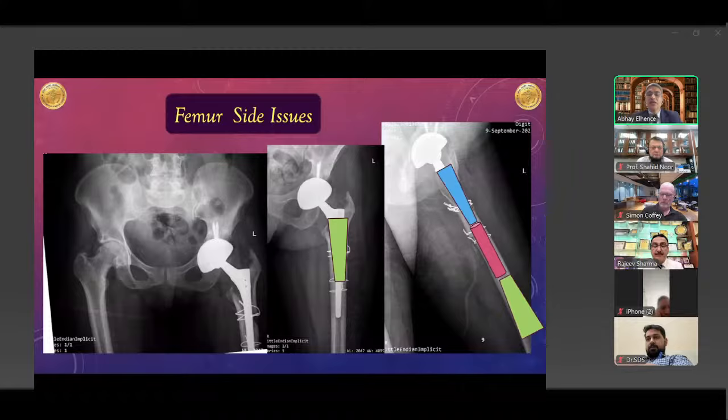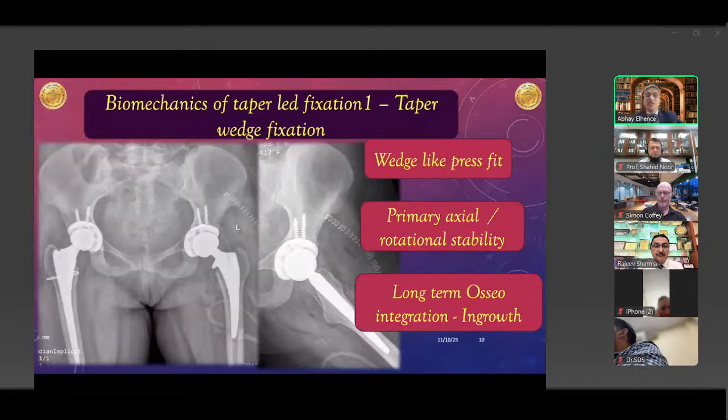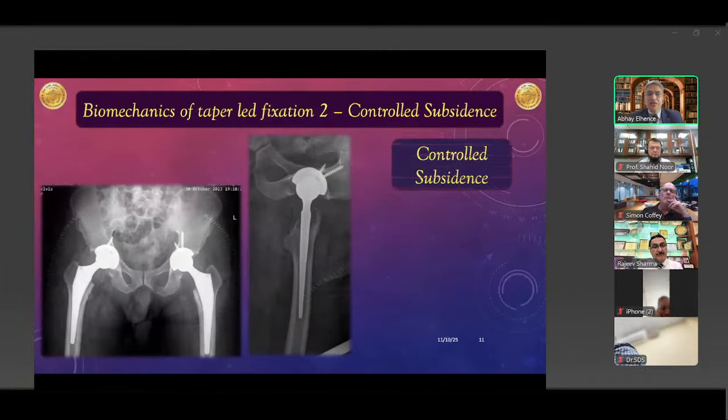And obviously, one stem to match all does not do the job. We have to choose horses for courses in these given situations. And that is where the tapers, the single, double, triple, and the distal fixing stems, all come into the picture and play. So what does taper do for us? A taper wedges a stem into a femur and gives us axial and rotational stability.